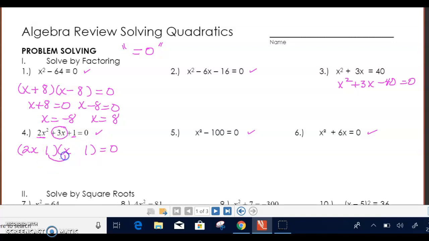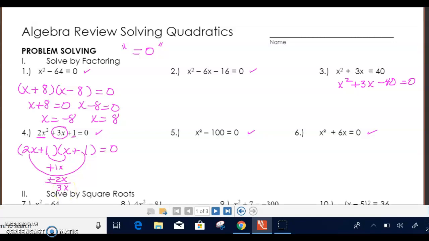This is the magic part. So 1 times x is a 1x. 2x times 1 is a 2x, and if I added those two together, I would get the 3x that I'm looking for. So that means both the first one and the second one would both have to be positive, so that 1x plus 2x would give me the 3x.